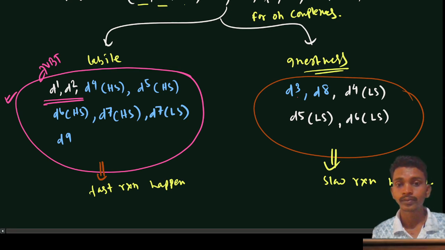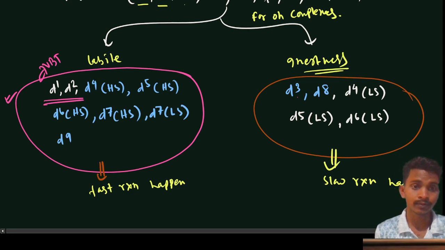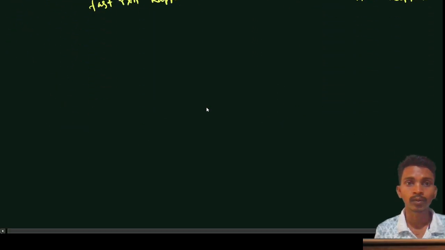Okay, so we can check which are labile and which are inert by looking at the orbitals. Now if they specifically ask to classify which are more labile among the labiles, and which are more inert among the inerts, in that case you have to look at this order.